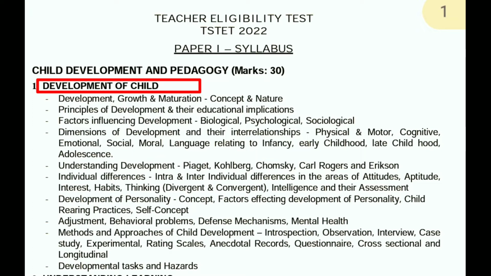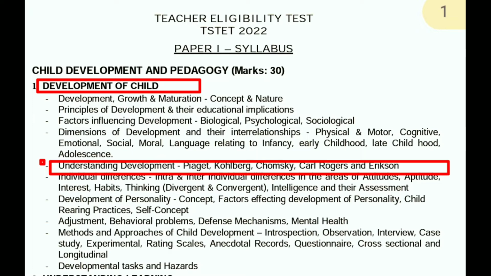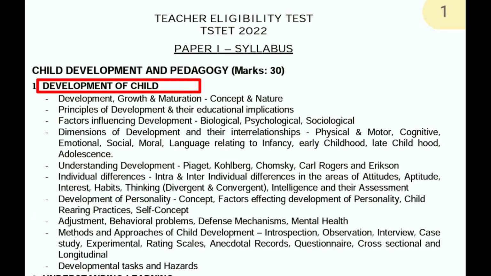Different psychologists have given different theories, we can say. Piaget has given the cognitive theory, Kohlberg has given the moral development theory, Chomsky has given the language development theory, Carl Rogers has given the experiential theory, and Erikson is there. And we have to understand what is individual difference, and the difference between intra and inter individual differences, in the different concepts.